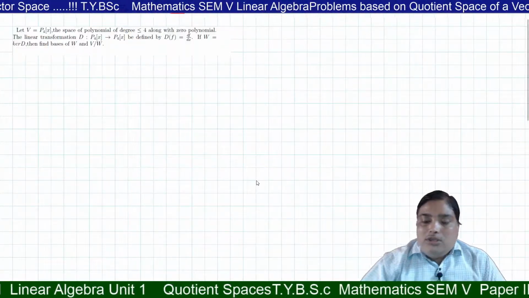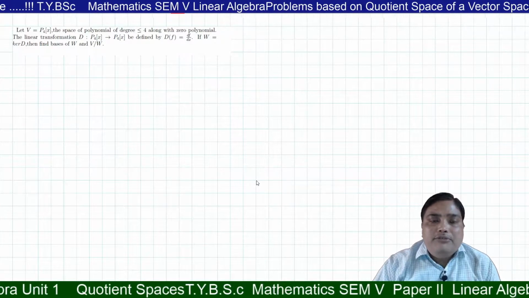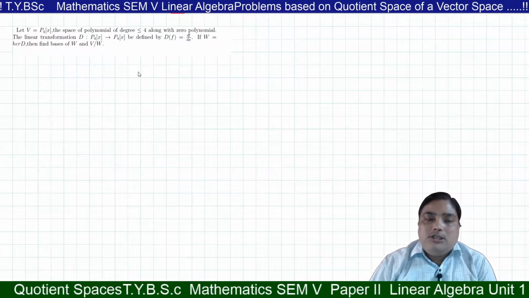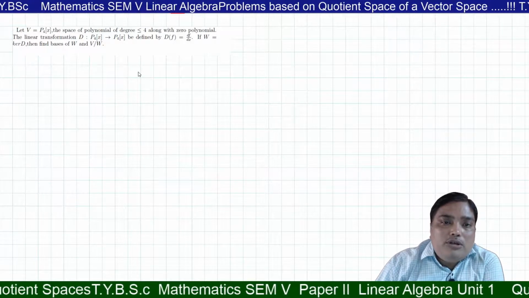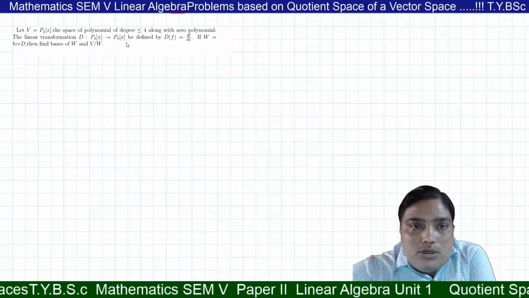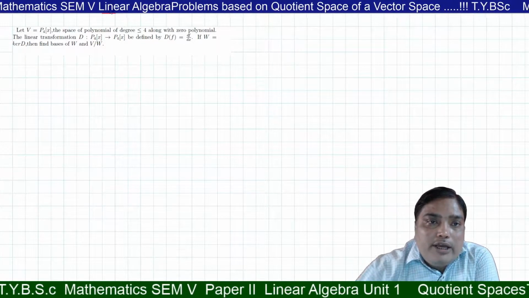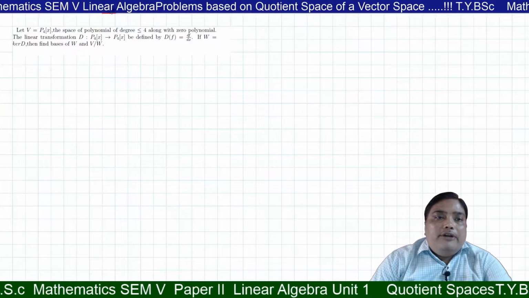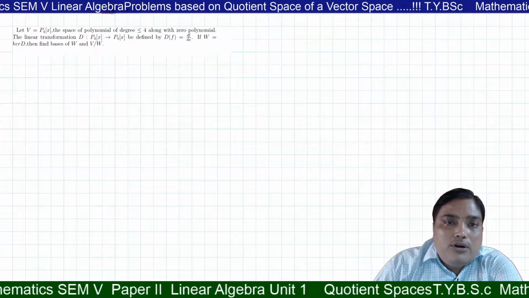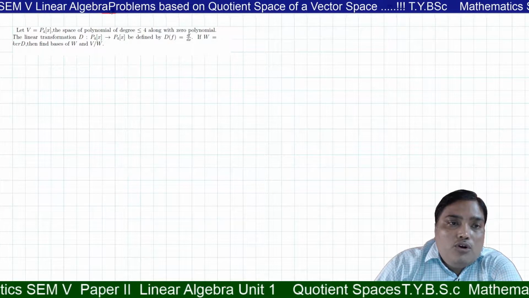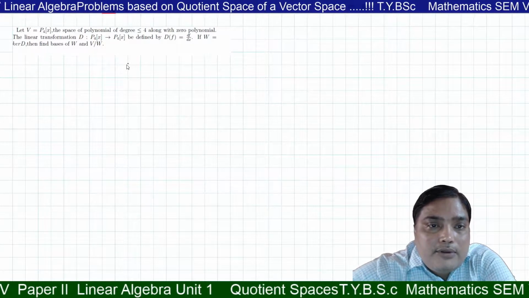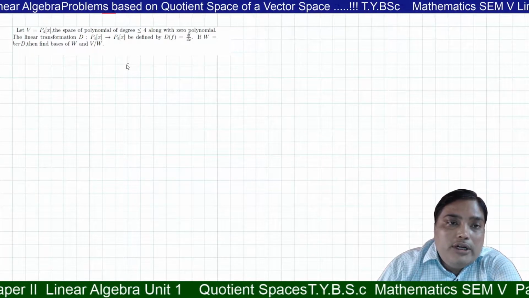So now I have taken this problem. Let V be P4(x). What is P4(x)? It is the vector space of all polynomials of degree less than or equal to 4. So here we have taken the vector space P4(x). Let V equal P4(x), the space of polynomials of degree less than or equal to 4, along with the 0 polynomial. The 0 polynomial is included here.